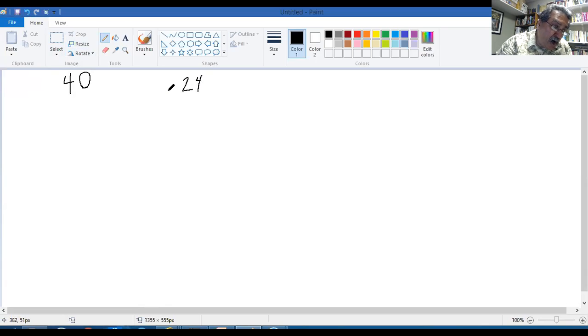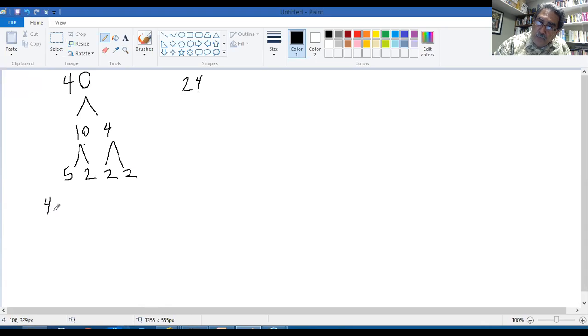Again, because 40 men are to be divided into teams, the number of men on each team must be a divisor of 40. All right? So I do the prime factorization. 40 is 10 times 4. 10 is a multiple of 5 and 2. Now we stop because these are both prime. And 4 is a multiple of 2 and 2, and we stop because these are prime. So 40 is equal to 5 to the power of 1 times 2 to the power of 3.